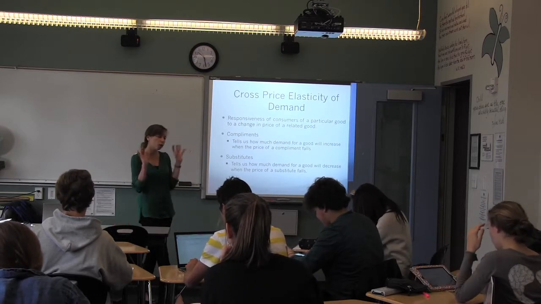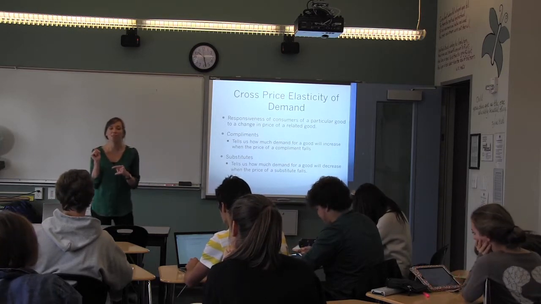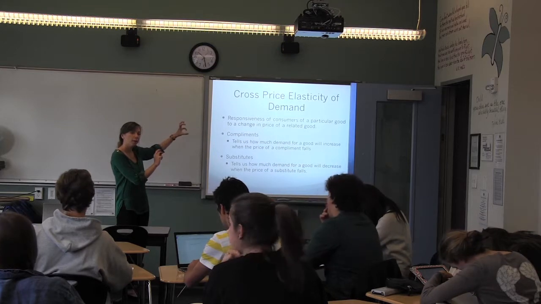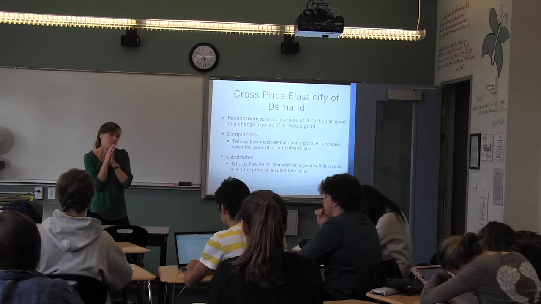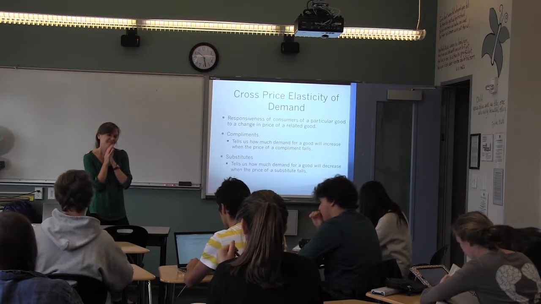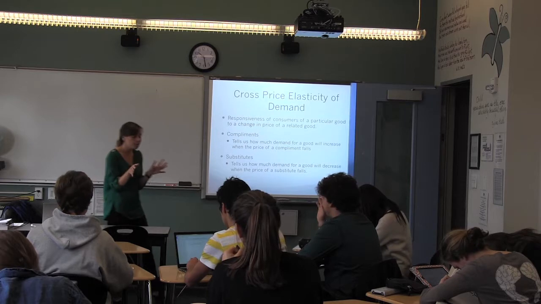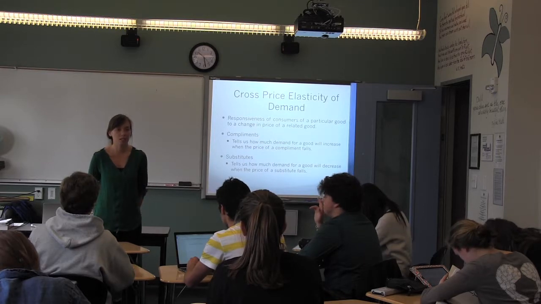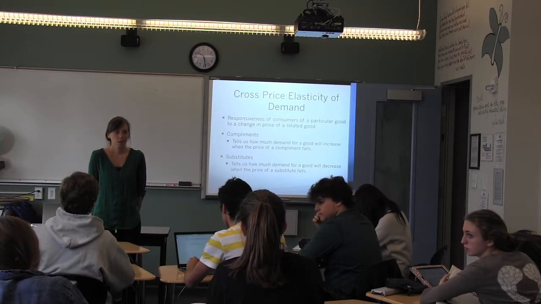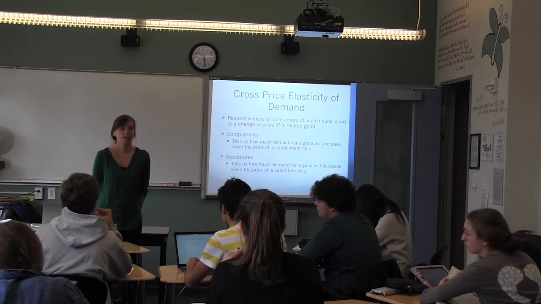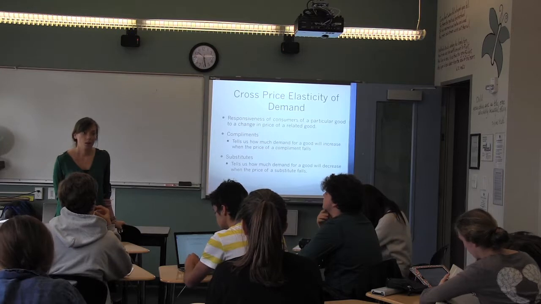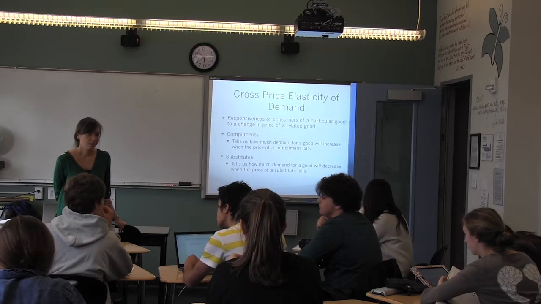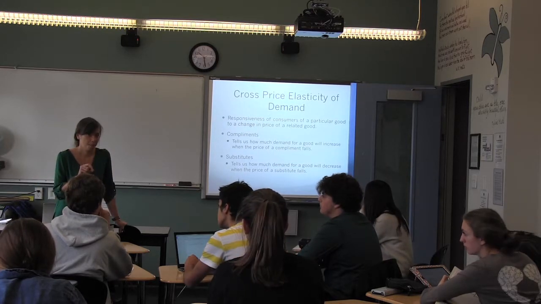So what do you think the cross-price elasticity of demand equation would be, if we're looking at the two and comparing the change in quantity demanded of one to the change in price of another? It's really similar to price elasticity of demand, except we're looking at two different products. So what's the equation for price elasticity of demand? Percentage change in quantity demanded over percentage change in price. So it's the percentage change in quantity demanded of one of the products over the percentage change of the quantity demanded of the second one.